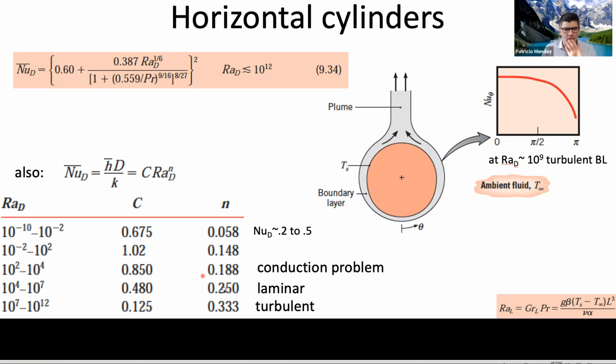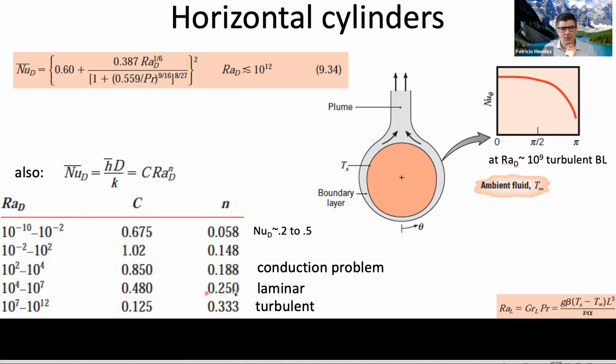Look at this. When the Rayleigh number is very high, we have an exponent of 0.33. That's the same exponent that corresponded to a vertical plate in turbulent flow. We see this analogy that is very similar to external flows, in which what is turbulent or what is laminar tends to have an exponent that stays more or less the same regardless of the geometry. So for the case of the sphere, of the cylinder, we have this 0.33 for high Rayleigh numbers.